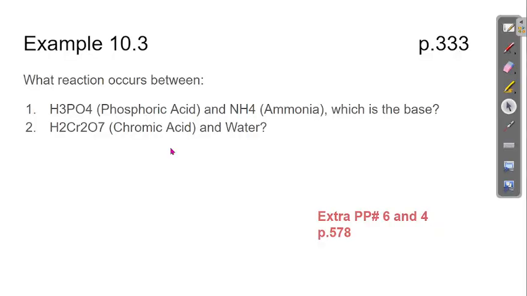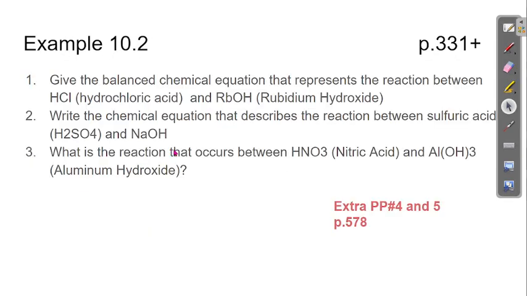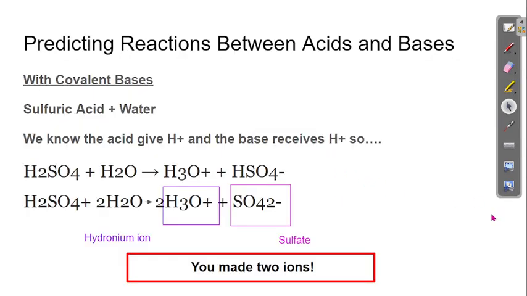Yeah, we just did this right here. So here, we're almost done. Predicting reactions between acids and bases with covalent bases. So we saw ionic bases. With the hydroxyl, it broke apart the ions, and then you start looking at the other ions and see who's going to be mixing with whom. We're going to create water, we're going to create a salt. But now we have covalent bases. So how do we predict those reactions?